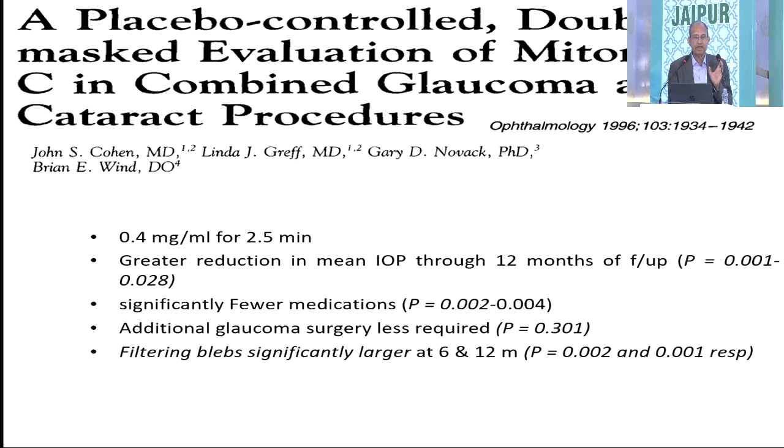In one study they used 0.4 milligram per ml mitomycin C for 2.5 minutes, and at the end of 12 months of follow-up, they found there was greater reduction of IOP, fewer medications were required, and fewer additional glaucoma surgeries were required in patients where mitomycin C was used. So mitomycin C has to be used whenever you are doing combined surgery.